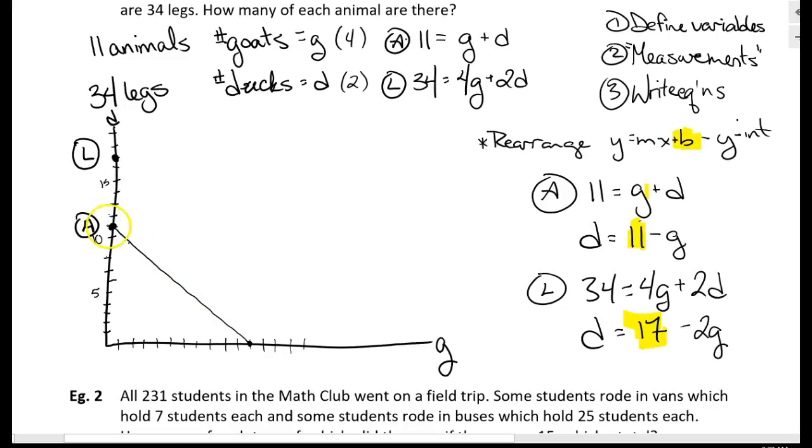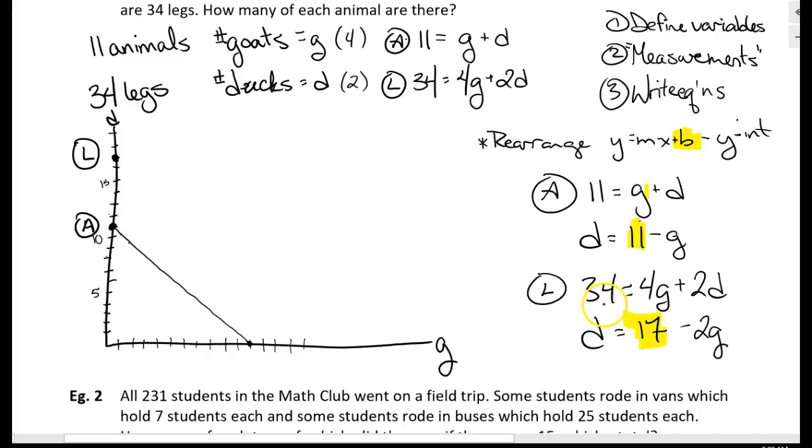Okay, so that is A. L, my slope is -2. So for every 2 I go down, I go over 1. Rise over run, rise over run, rise over run.